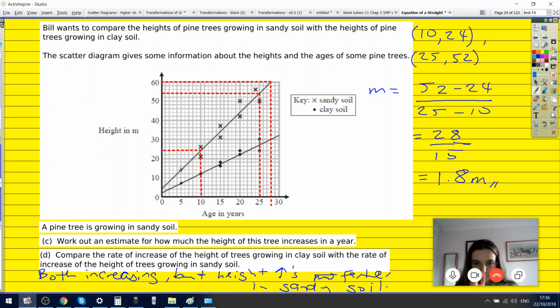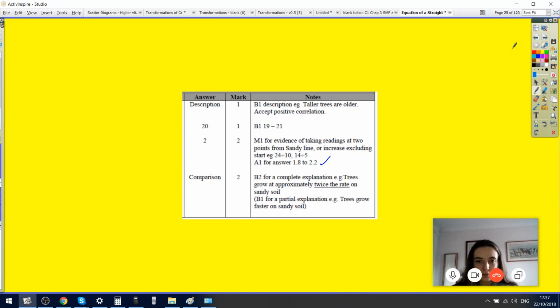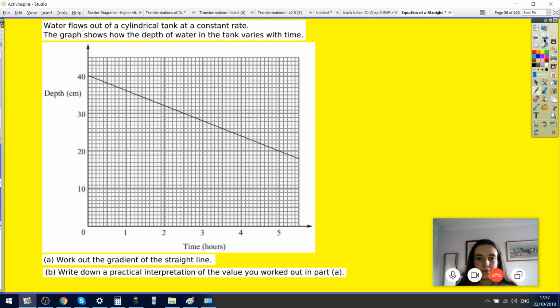It's not easy to write into this anymore. I'll just see what their marking scheme said. I'm sure you'd get full marks if you got the gradient for the other one. Trees grow at approximately twice the rate on sandy soil. Trees grow faster. Okay, so I'd only get one mark. What they wanted was that you would actually get the gradient and say one is twice the other.